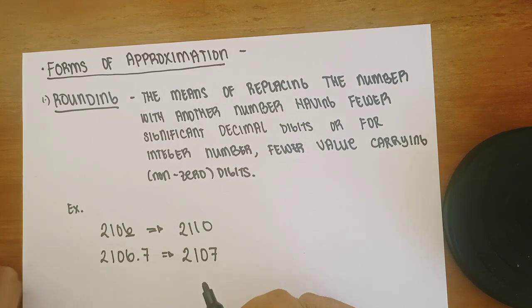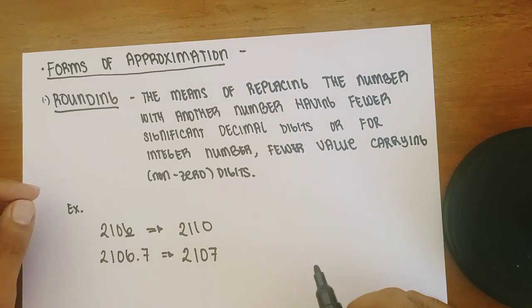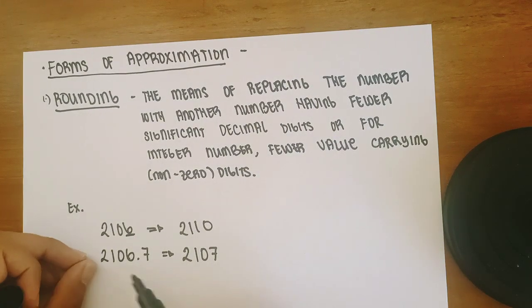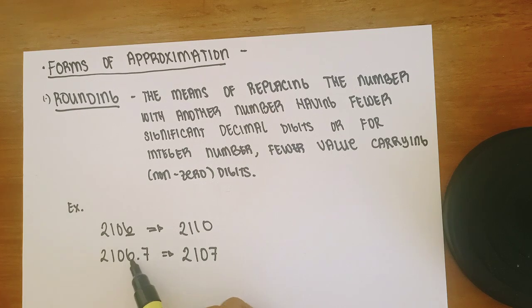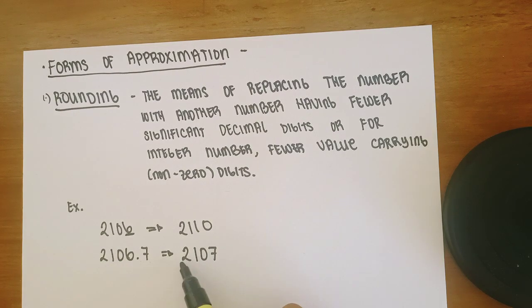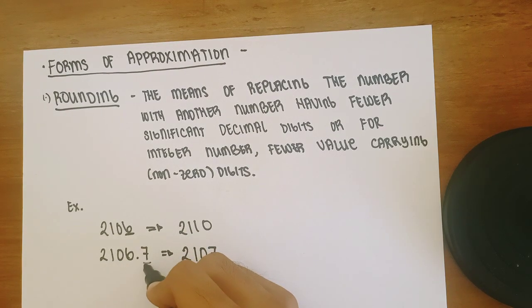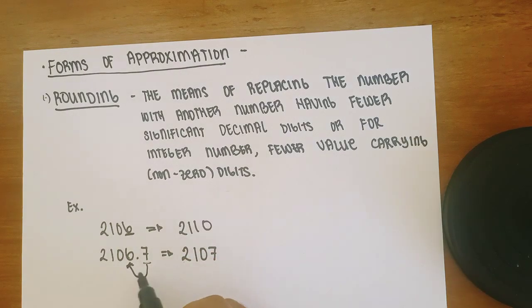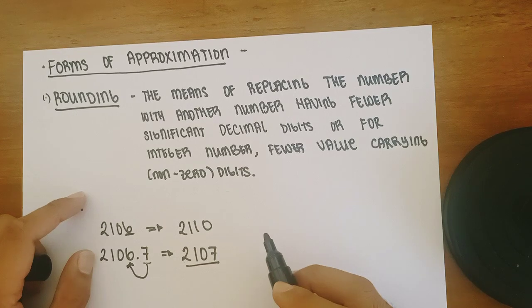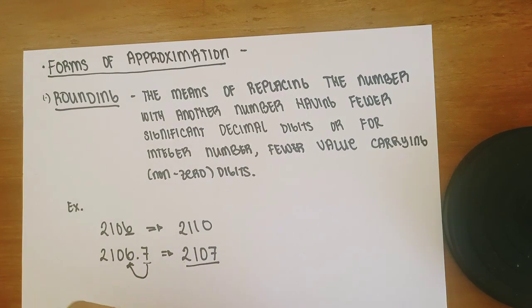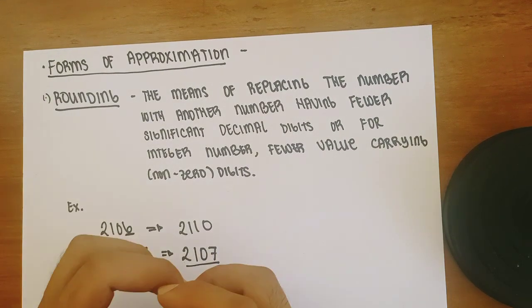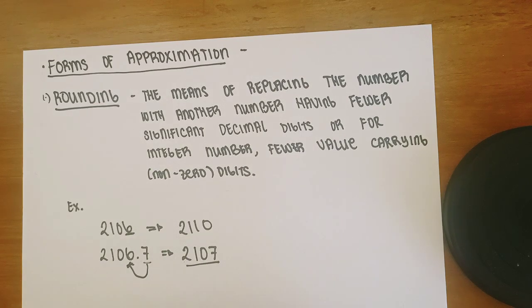So, pag sinasabi ito, round off this value. So, 2,106.7 magiging 2,001. I-round off natin to. Tapos, i-add natin siya sa 6. So, magiging 2,107.